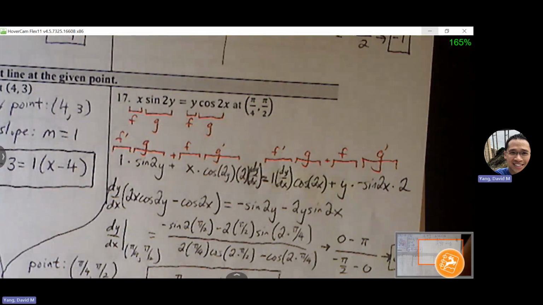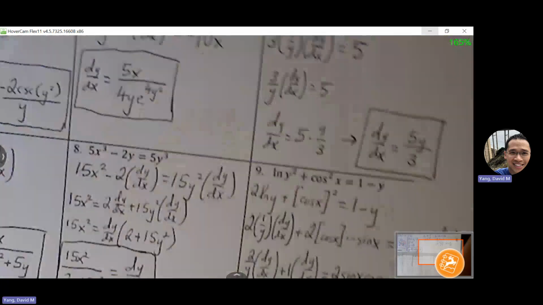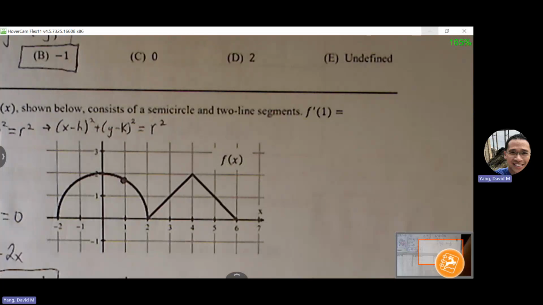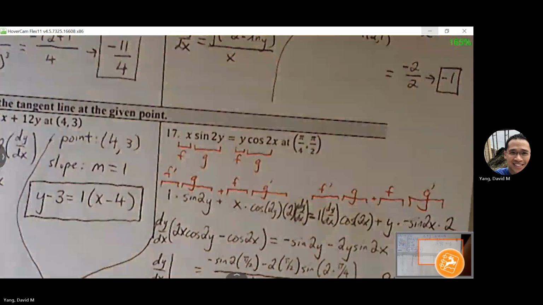Okay, if you're ahead, we're going to do 16 on page 4. And then we'll do all of the last page, 20 through 22. So just number 16 on page 4.